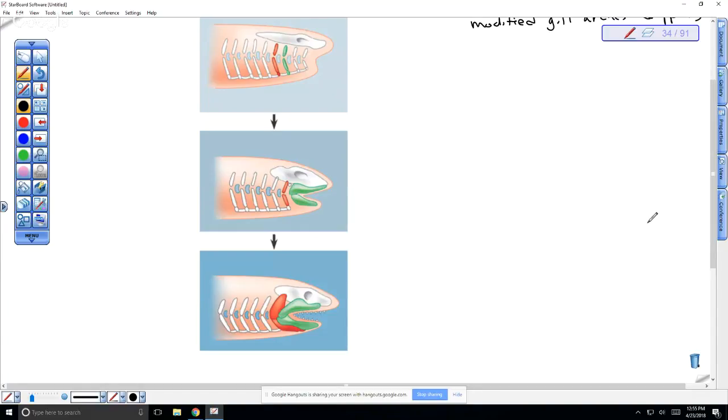So even their jaws are cartilaginous. Their teeth, however, are hard and brittle. So their teeth have mineralization like ours do. They would have enamel.